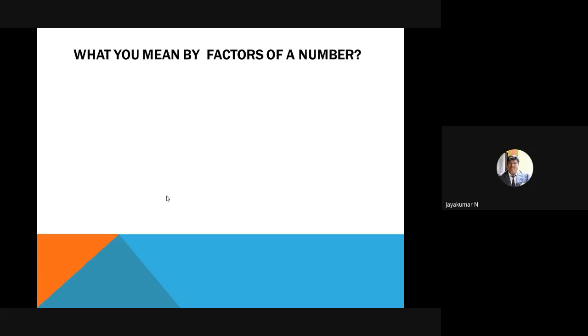Anyone reply me? Okay, no one reply me. So what are the factors of it? At least reply for this question at least. What are the factors of 8? Otherwise, what are the positive factors of 8?